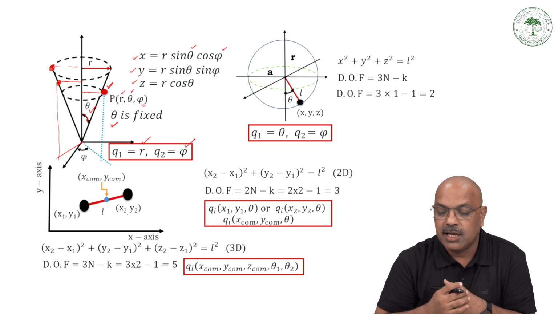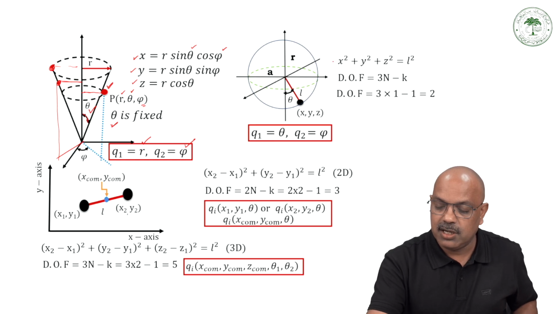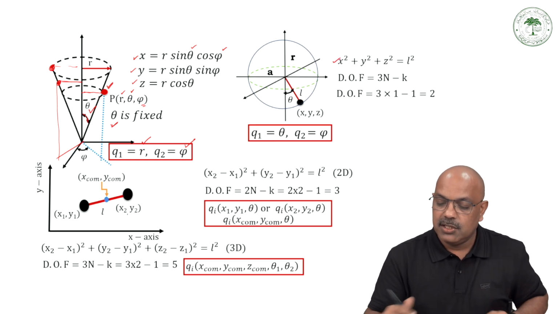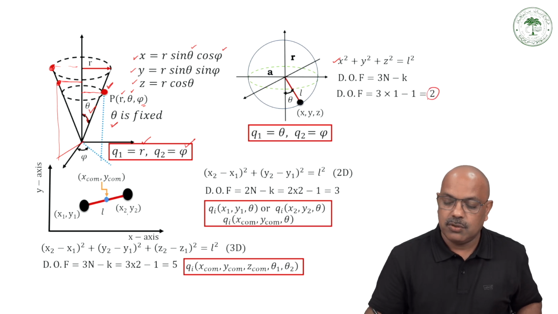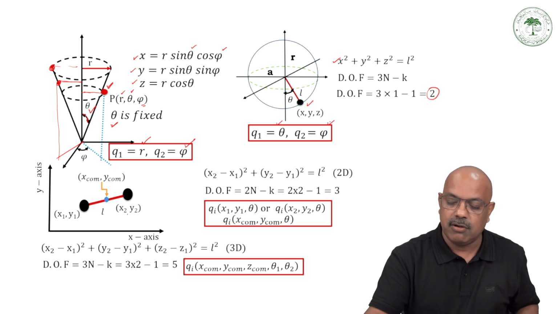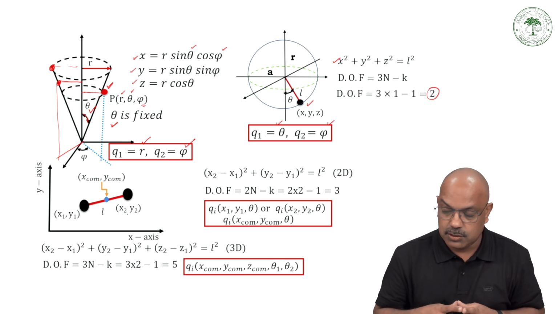In case of a spherical pendulum, we have one restriction, that is x square plus y square plus z square is going to be L square, fixed. So we have 2 degree of freedom. This pendulum can rotate along theta and can rotate along phi. So these theta and phi are going to be the two generalized coordinates in our case, which are independent.